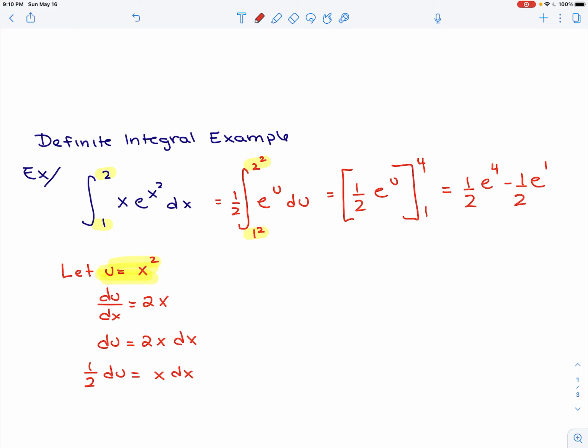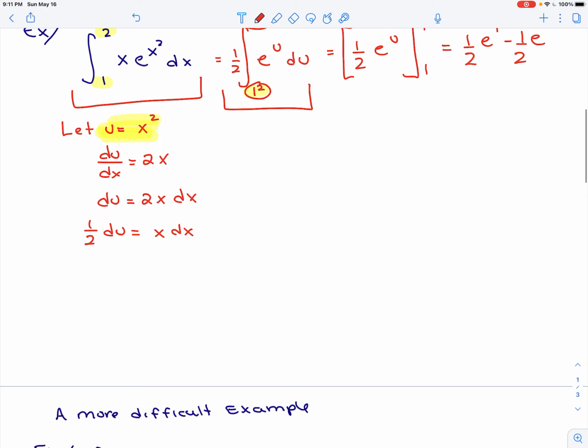The other way is to do the question like we did the first example and sub back in and then put in the values. So as long as you change these over to u values, then this integral will equal the same as that integral.